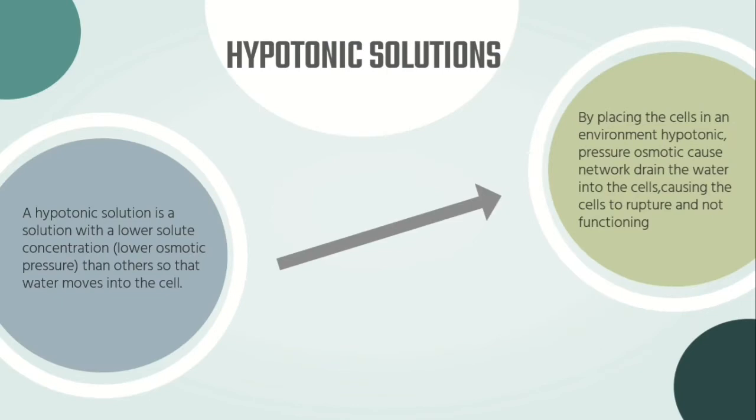Hypotonic solution. A hypotonic solution has a lower solute concentration than others, so water moves into the cell. By placing the cell in a hypotonic environment, osmotic pressure causes water to drain into the cell, causing the cell to swell, damaging the cell structure and leaving it not functioning.